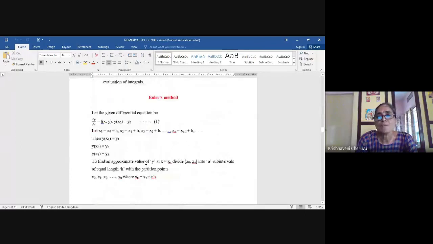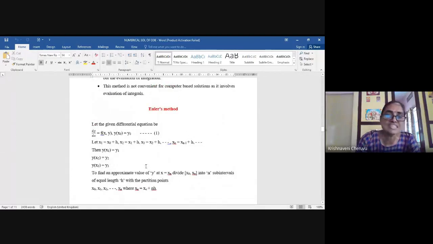These Euler's method problems you can expect for short answers, girls. Some problems can be asked for either short answer or long answer; it depends on how many iterations you are going to do in the problem. So please be thorough with every method, and you must be sure of the notations, girls.